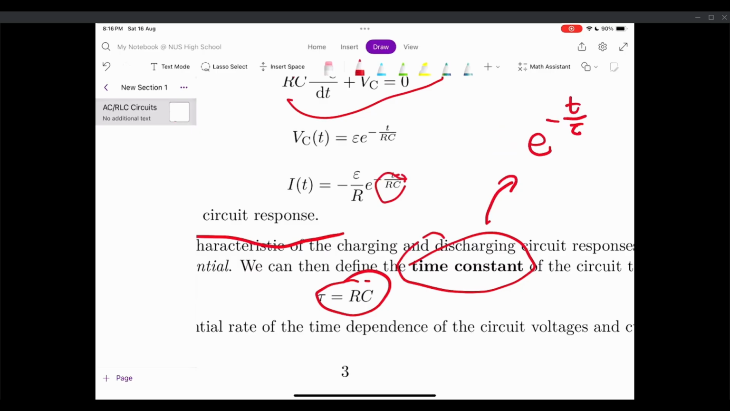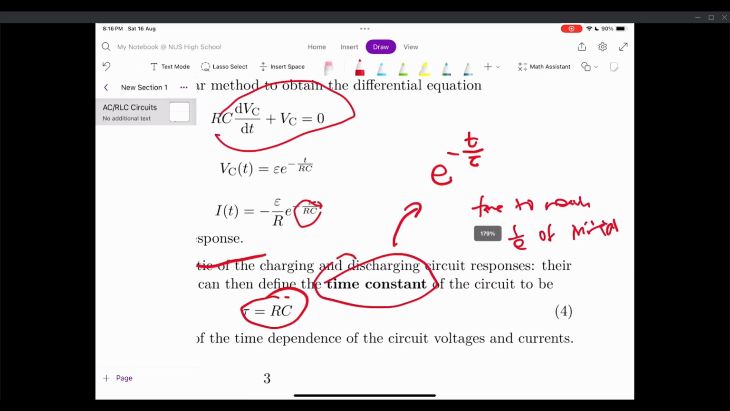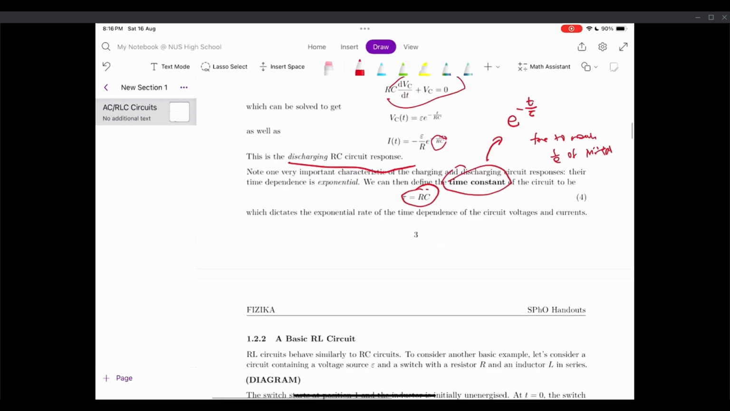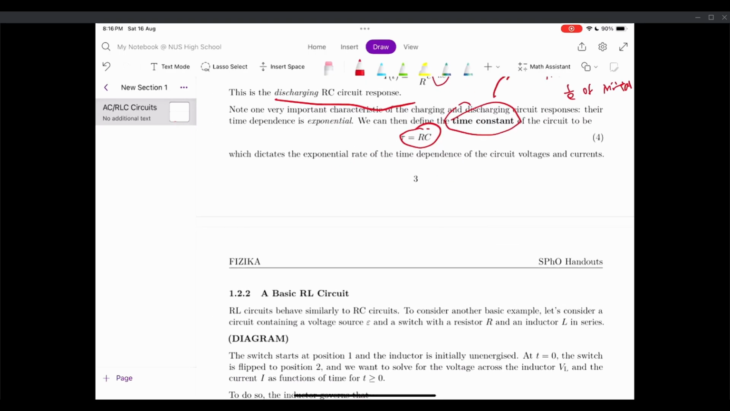Basically it means the time it takes for a quantity to reach 1 over e of its initial value. That's what the time constant basically is. For all exponential dependencies, we'll use this time constant as a way to quantify its speed, and we'll see another instance of it later. Just keep this in mind for now: the time constant of an RC circuit is RC.